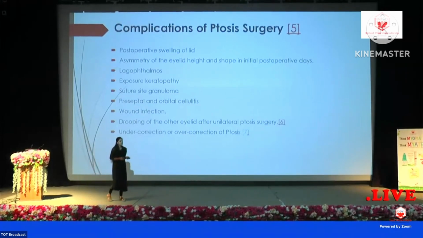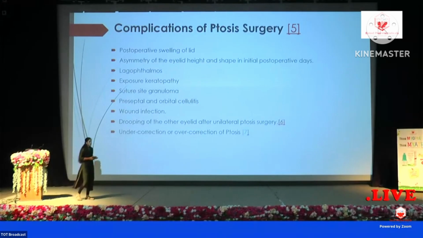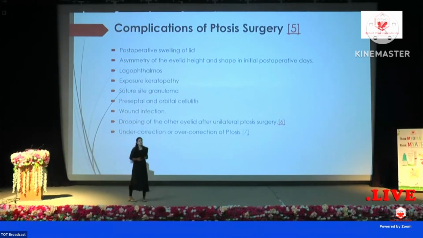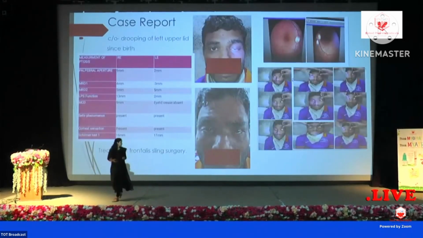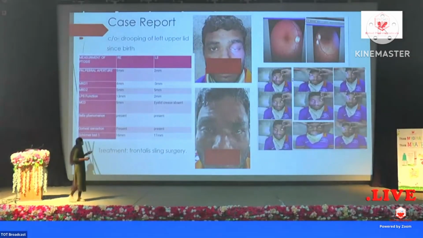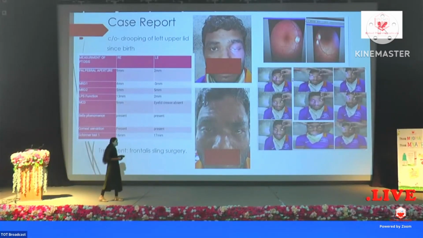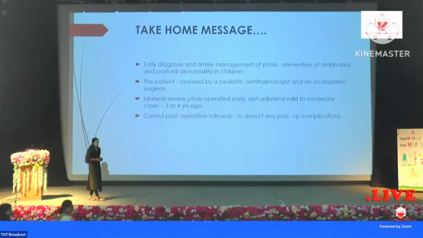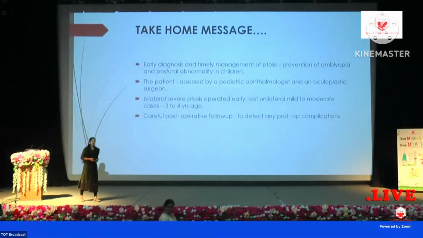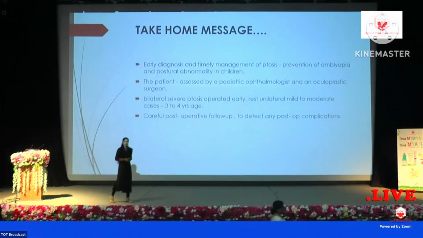These are some of the complications enlisted here, out of which the important ones include post-operative lid swelling, lagophthalmos, exposure keratopathy, under-correction, overcorrection, wound infection, etc. This is a case report of a patient who presented with drooping of upper eyelid. Here we have done frontalis sling surgery for the patient. The take-home message is early diagnosis and timely management of a case of ptosis.